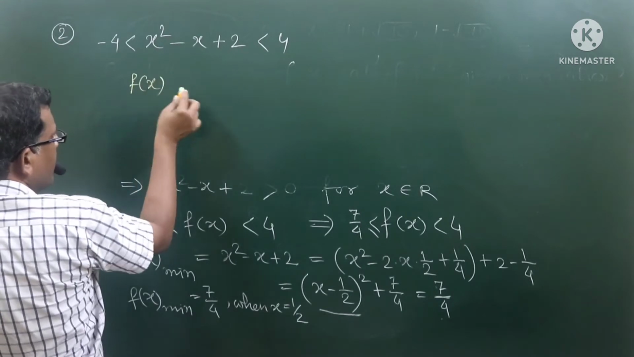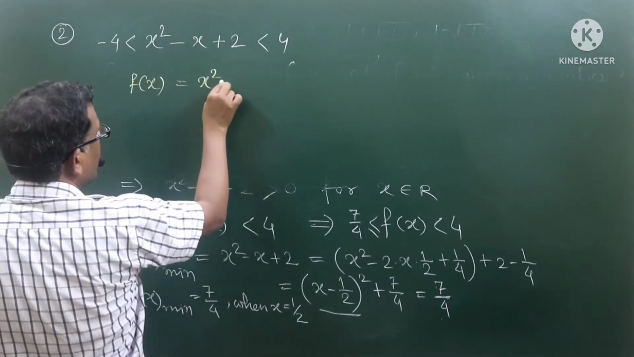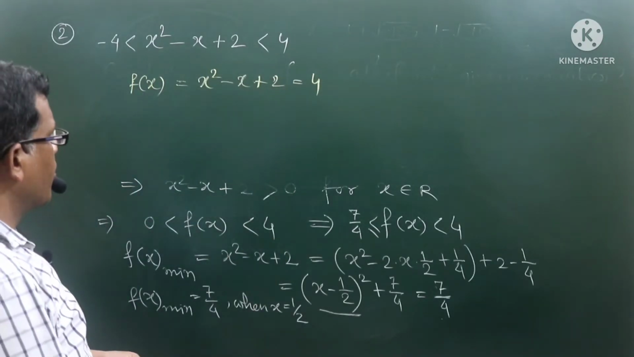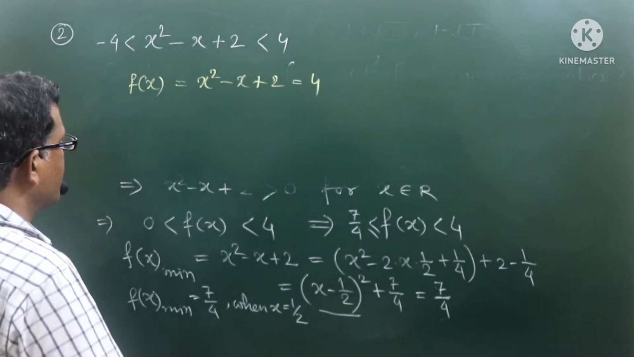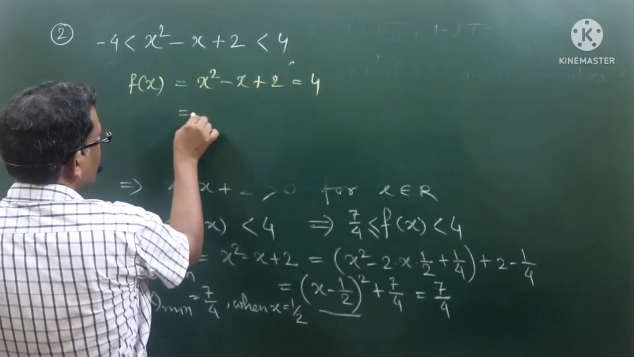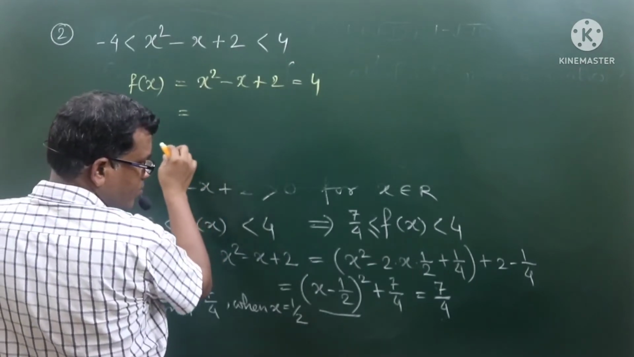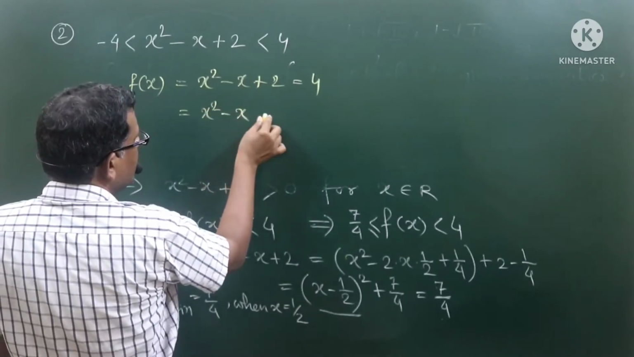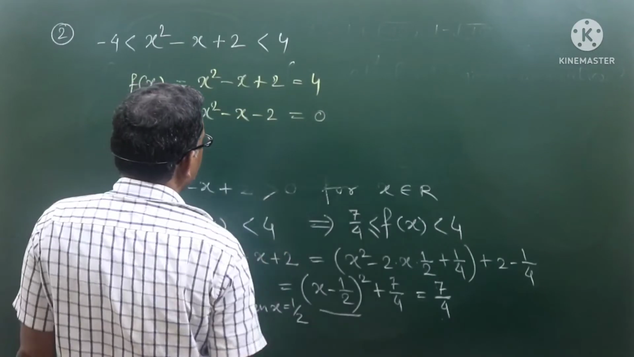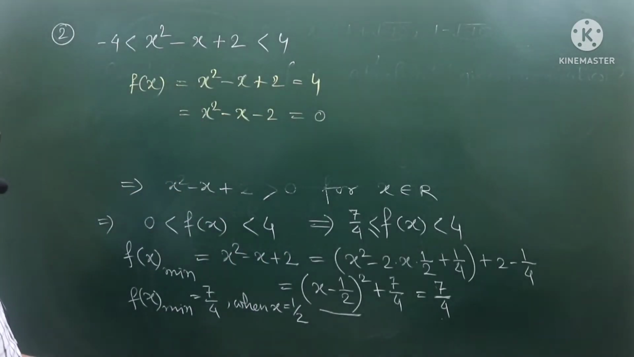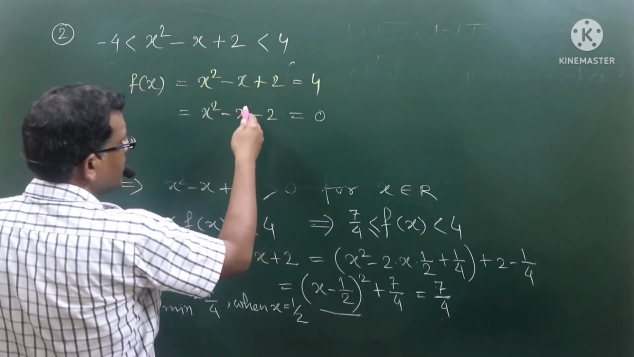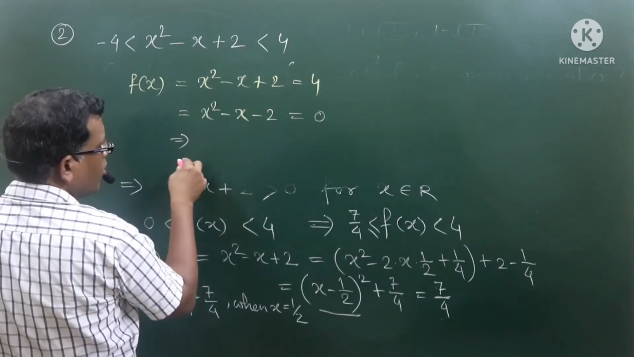As far as finding the maximum of f of x is concerned, that is x square minus x plus 2, if I make it equal to 4, then I can say for what value of x it can be satisfied. So here I can say that x square minus x minus 2 can be equal to 0. If I want to satisfy x square minus x plus 2 equal to plus 4, then it will be x square minus x minus 2 equal to 0.